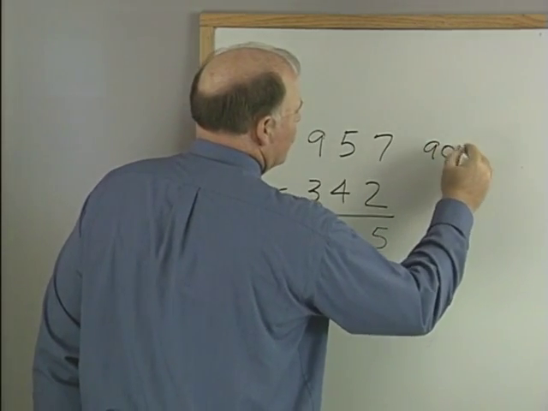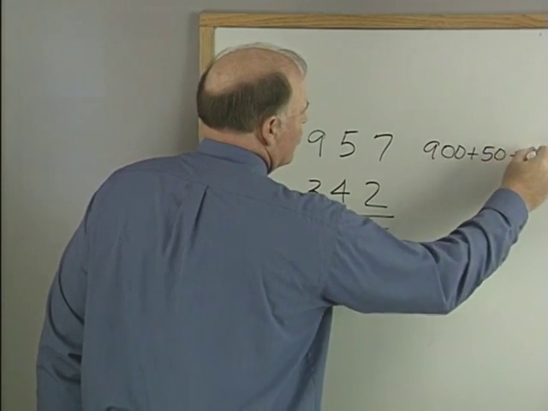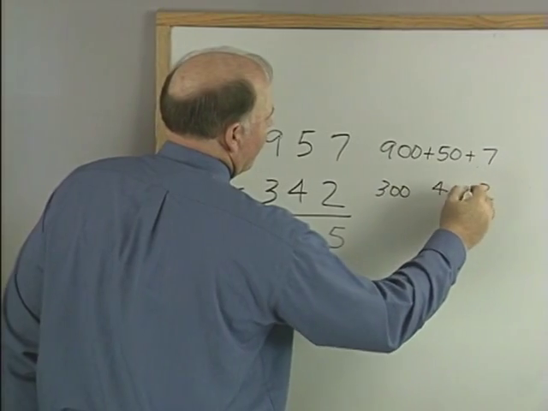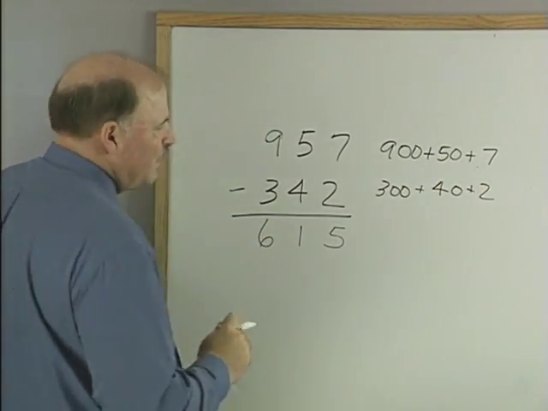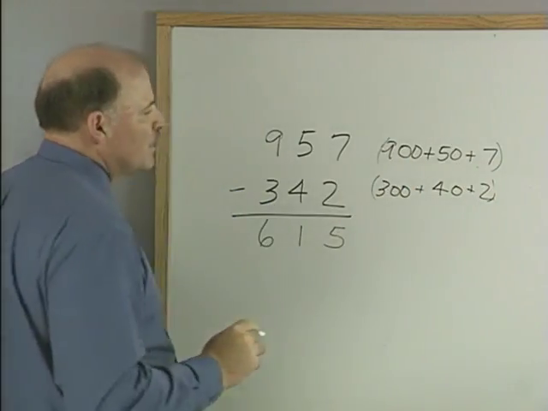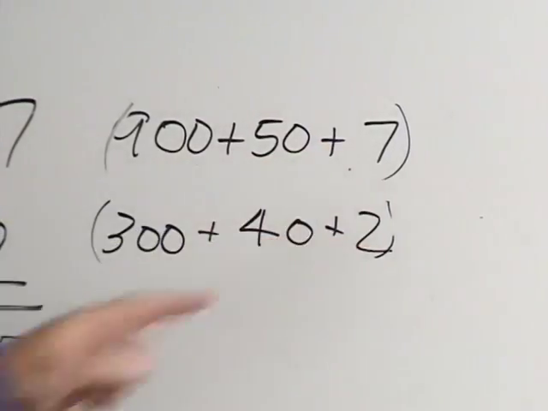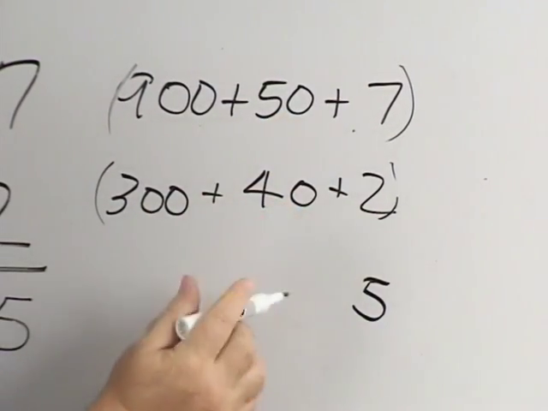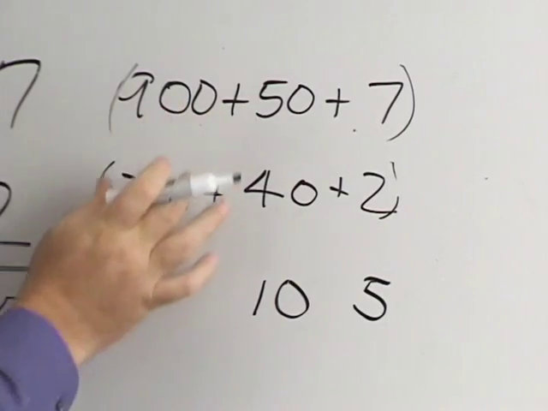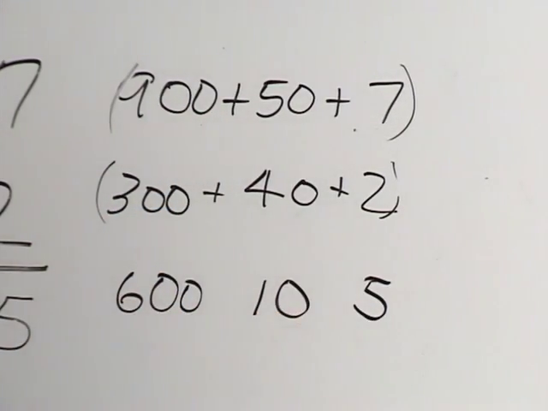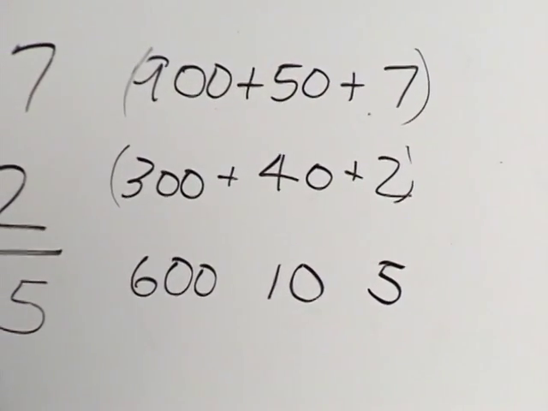Now I'm going to try this one. And as I said before, this is optional. And even though you have these little pluses in here, that just is the number itself. Okay, now we're going to subtract. What's 7 minus 2? 5. What's 50 minus 40? 10. And 900 minus 300? 600. 600 and 10 and 5, 615. That make sense?